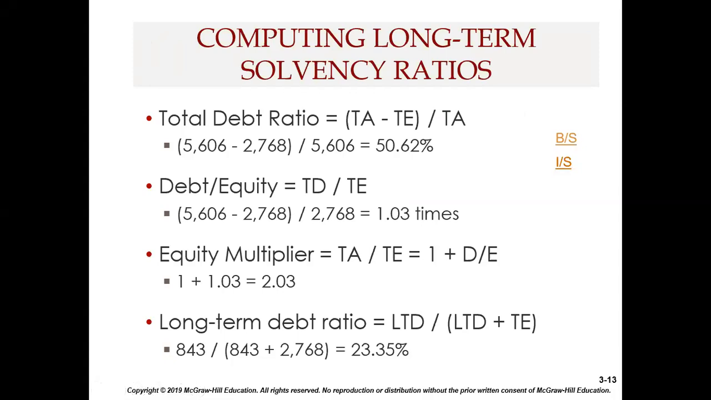But the equity multiplier is just showing how much the total assets are funded by the total equity, 2.03. There, I got it out.